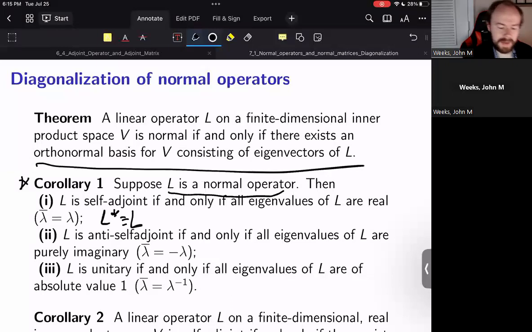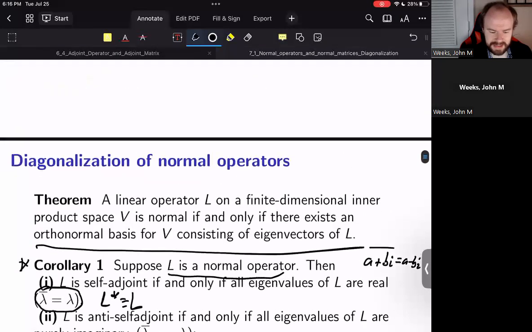Real means, by the way, that each of the complex conjugates of these entries are themselves. Remember that this would mean that a plus bi, the bar of this, is a minus bi, and these two things are the same if and only if b is equal to negative b, in which case you have no imaginary component to your number. So how does this follow? How do we get something like this?